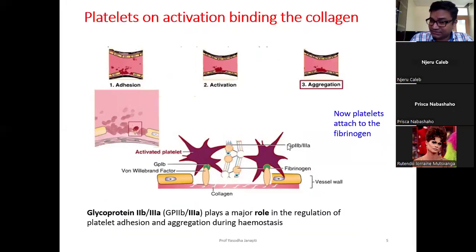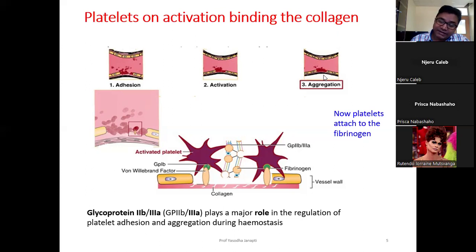Once this is activated, what happens? It will be proliferating. All the platelets will come and cross-link with fibrinogen. Prothrombin will convert to thrombin. Thrombin, what will it do? It converts fibrinogen to fibrin, causing cross-linking. This is the normal process. You can see adhesion, activation, then aggregation, and finally there is stoppage of bleeding.